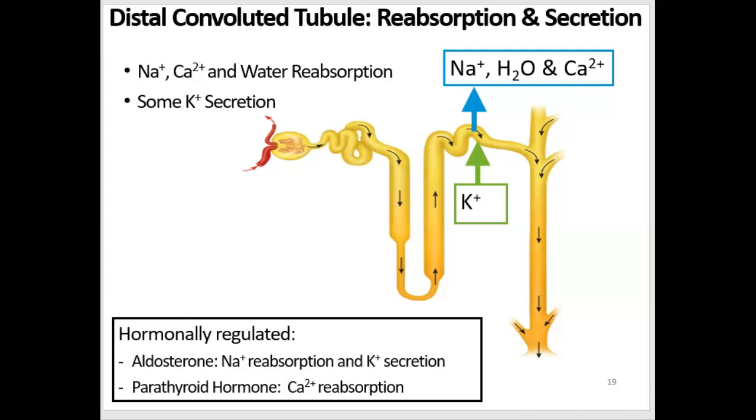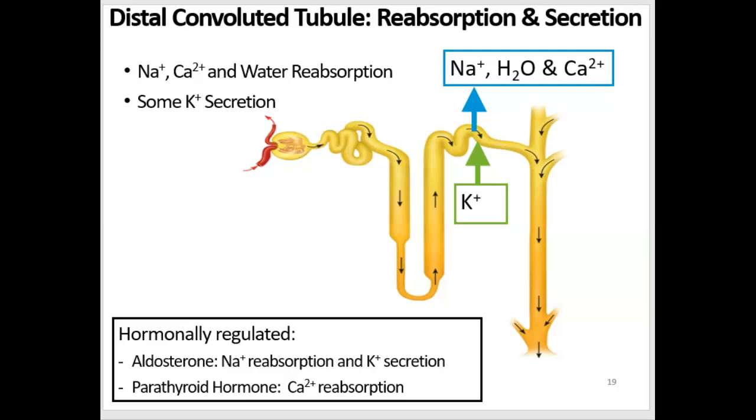What's reabsorbed is sodium, calcium, and water, and what's secreted is potassium. These things are hormonally regulated. There's one hormone, aldosterone. You might remember aldosterone. That's involved with the reabsorption of sodium and at the same time secretion of potassium. They're linked. Water always follows sodium. So aldosterone allows us to reabsorb water because water follows sodium.